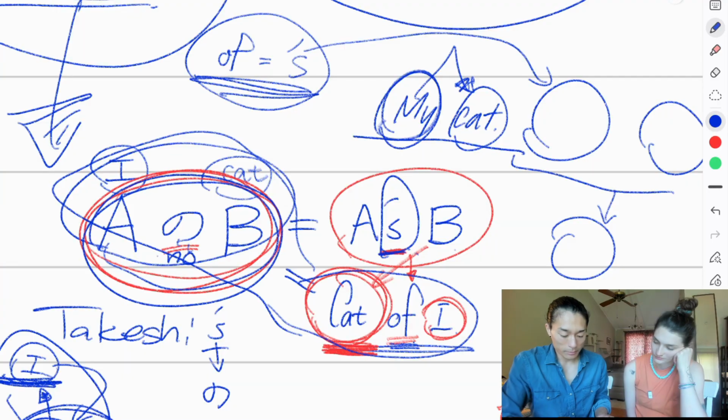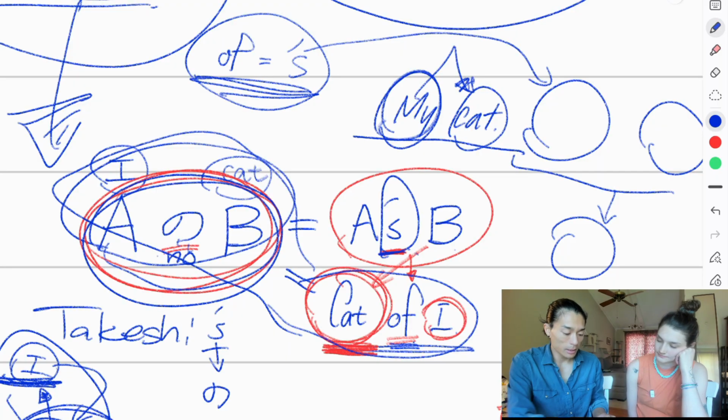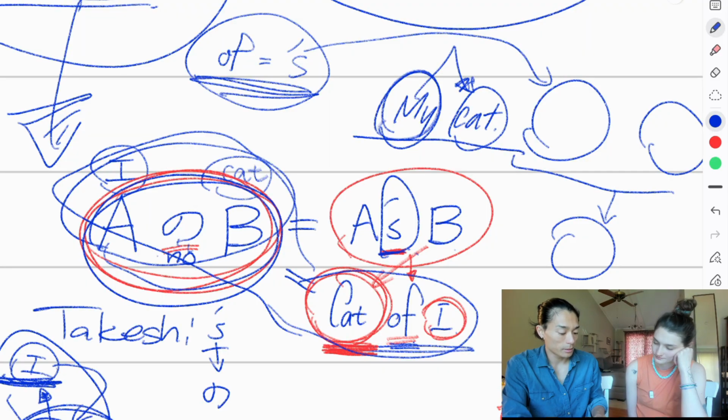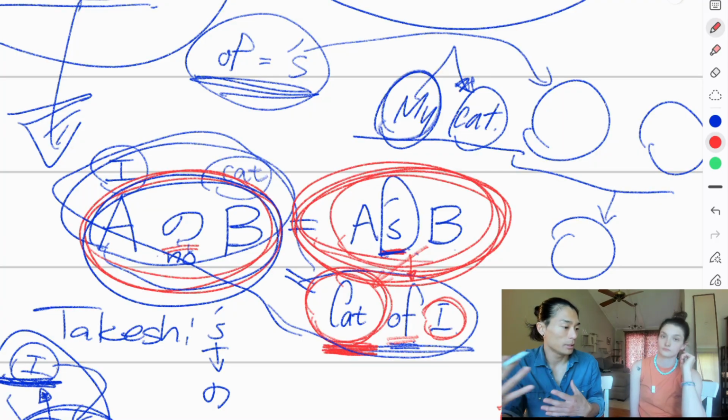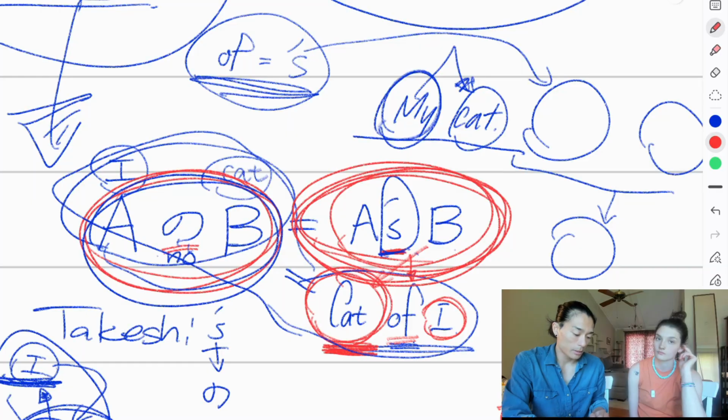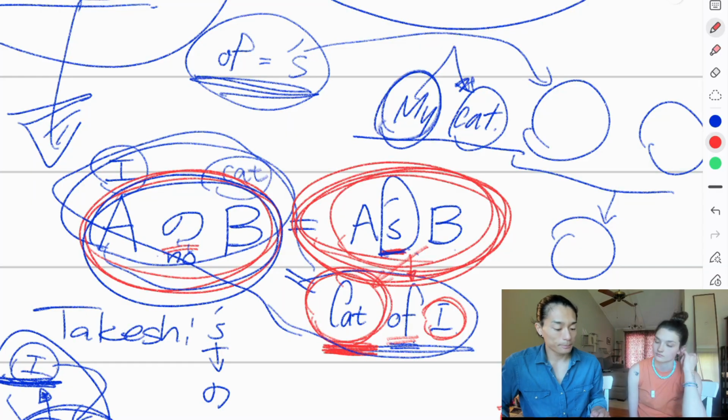No's function is to combine two or more nouns into one. Again, if you just memorize this one, A no B equals A's B, this is the best instead of the "of" version because, like you noticed, the order will be completely opposite, which is going to be confusing. So it's better to just memorize it this way, A's B.